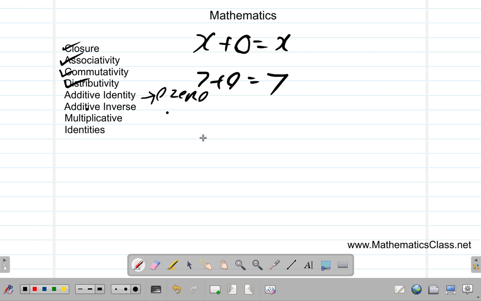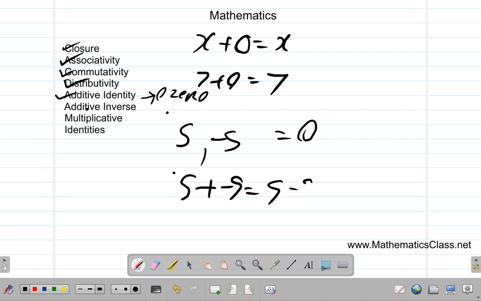You see, when you have two numbers and you add them, the answer you get is the additive identity 0. So, for a number like 5, what would be the additive inverse? What is it that you're going to add to 5 to get 0? It has to be negative 5. So, 5 plus negative 5 is the same as 5 minus 5 equals 0. So, the additive inverse of 5 is negative 5.